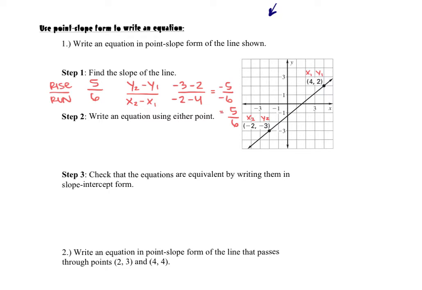All right, now I need a point. Well, as I look at the graph, I have 2 points. In fact, I have an infinite amount of points because remember, any point on that line is a solution.